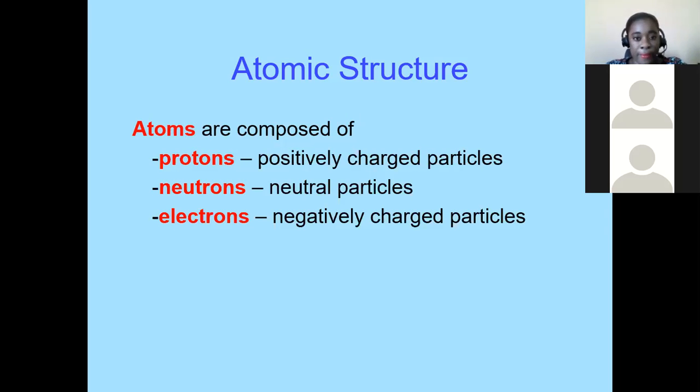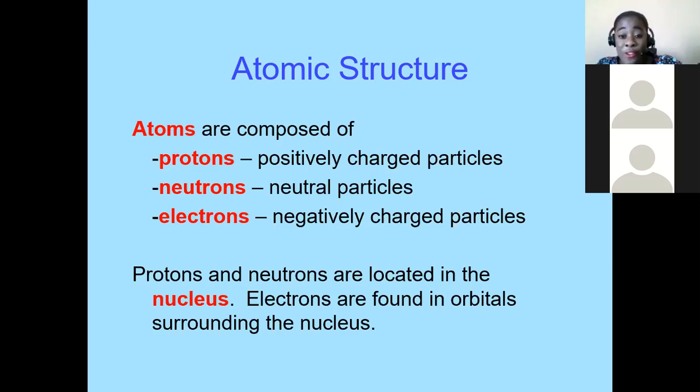Everybody's following? Great. Now, protons and neutrons are located inside of the nucleus. The electrons are actually found in orbitals surrounding the nucleus. So the protons and the neutrons, where are they located? Where do we find protons and neutrons? In orbitals? One more time. Where do we find them? Yes, miss. Nucleus. In the nucleus. So the protons and the neutrons are located in the nucleus.